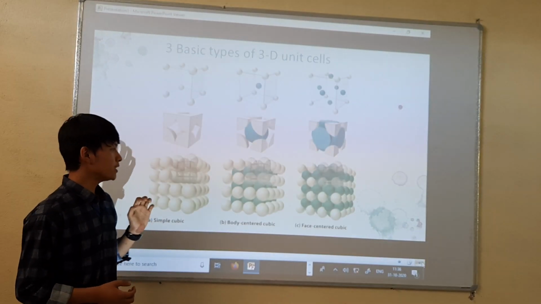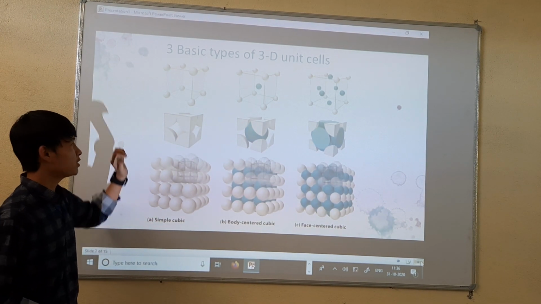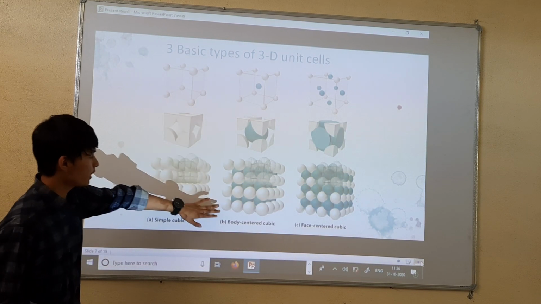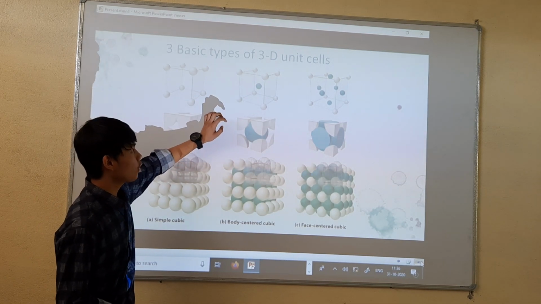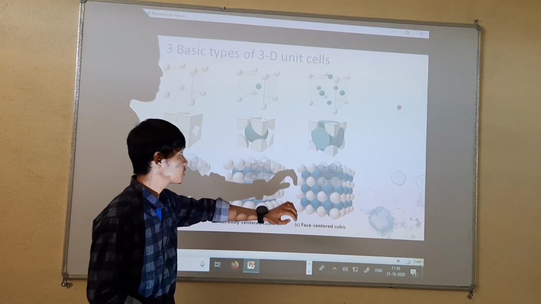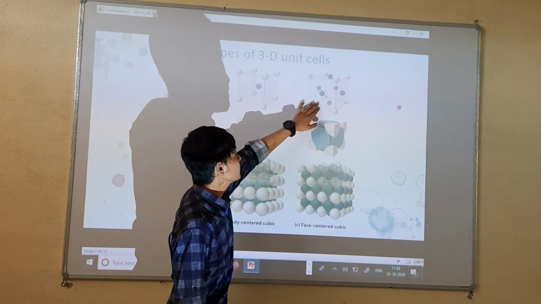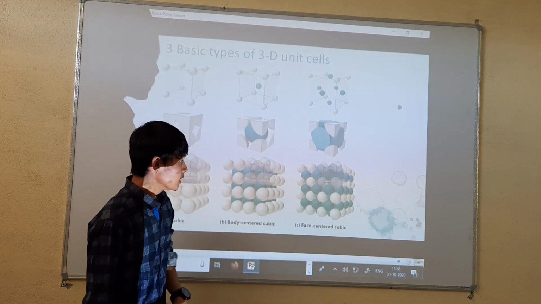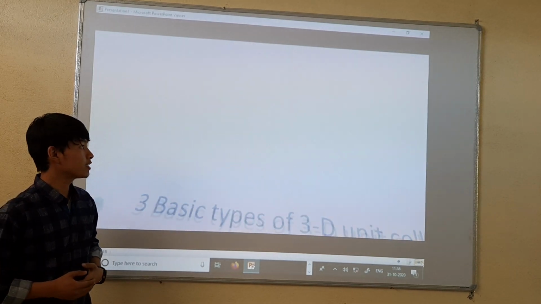So there are different types of unit cells, two-dimensional and three-dimensional. We have three basic types of unit cell. The first one is the simple cubic unit cell, which consists of 8 ions or molecules at the corners of a cube. Another is body-centered cubic, which consists of 8 ions at the corners and 1 at the center of the body. And the third one is face-centered cubic, which consists of 8 ions at the corners of a cube and 6 ions at the midpoints of the 6 faces.